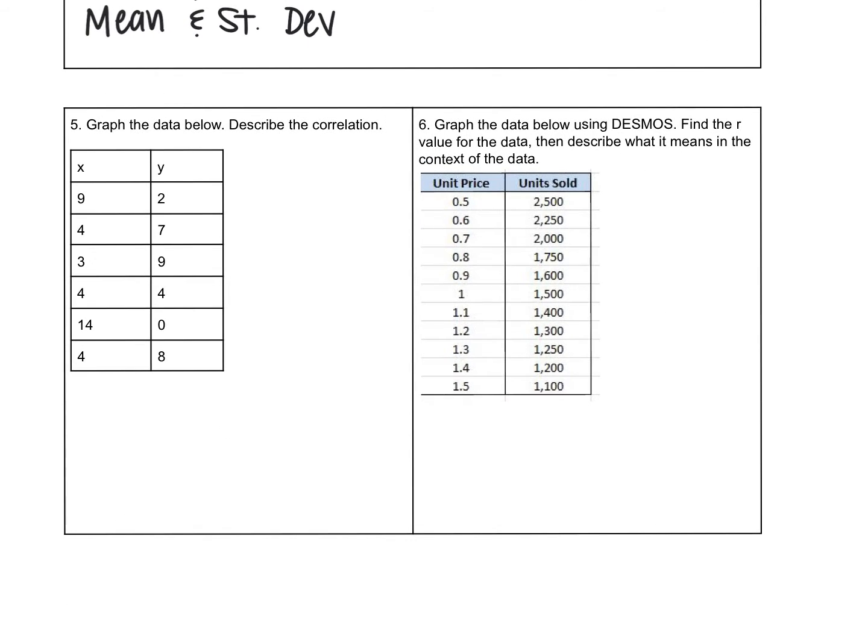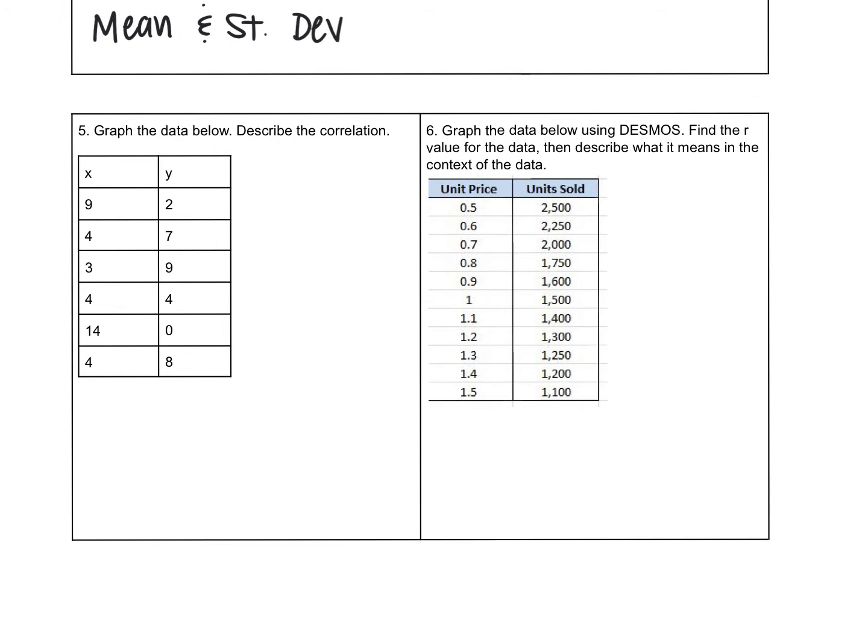So the next thing we discussed was correlation. And this is another thing that we're going to use Desmos to calculate. So what you do is you're going to add the table of x and y values to Desmos, and then you're going to type the equation y1 tilde mx1 plus b. And the correlation is that r value.